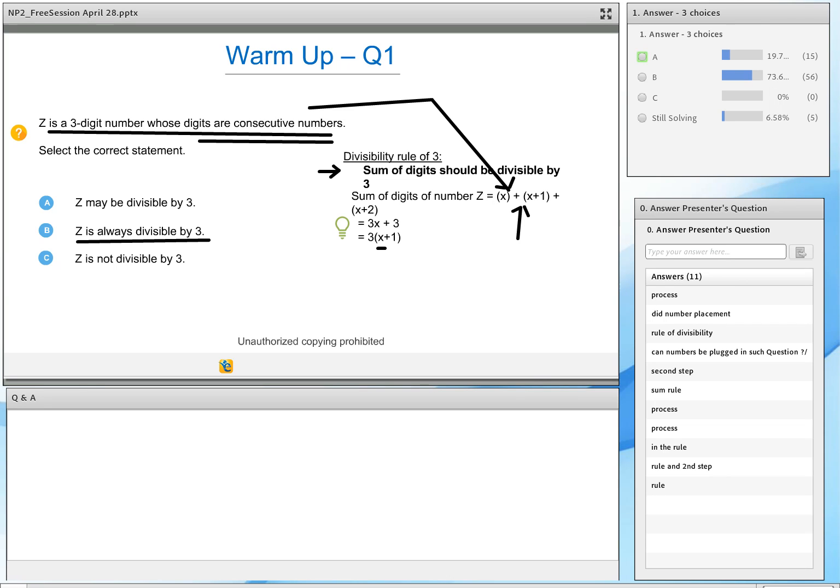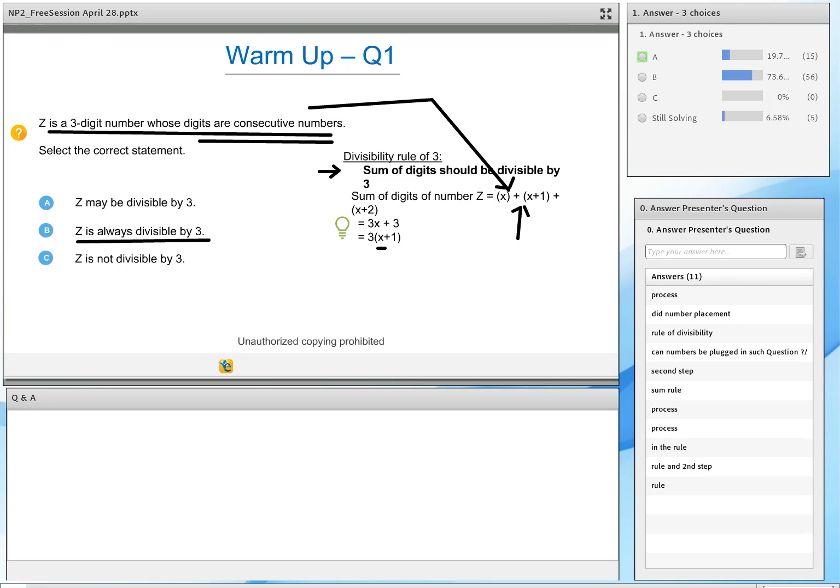Okay, can numbers be plugged in such questions? You can plug in numbers. However, then you'll have to know how many different kinds of numbers you need to plug in. What are the different varieties of numbers that you need to plug in? And that can be challenging because you may miss out on certain cases. That's why for such questions, it's always important to go back to the basics.